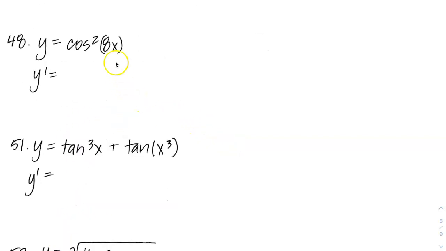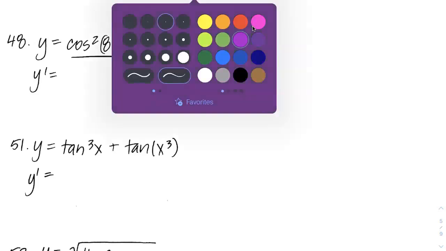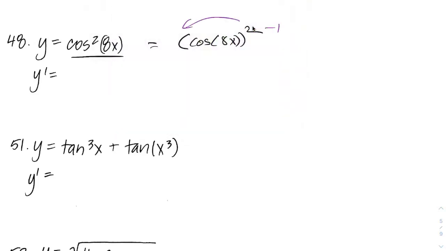Next one. Now again, doing it like this, you might get it wrong. You want to rewrite it. So that's cosine squared, which is the same thing as saying cosine of 8x, squared. And this is another nested chain rule. What's the outside? Outside is a square. So we're going to bring that down, subtract one off, so I get this.